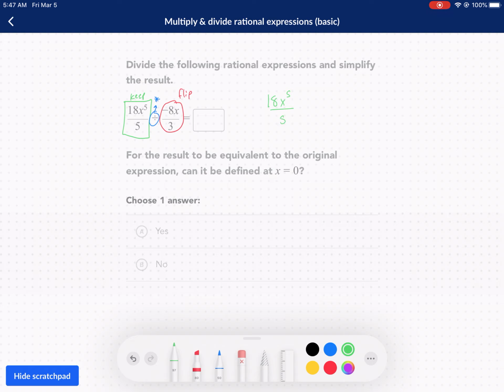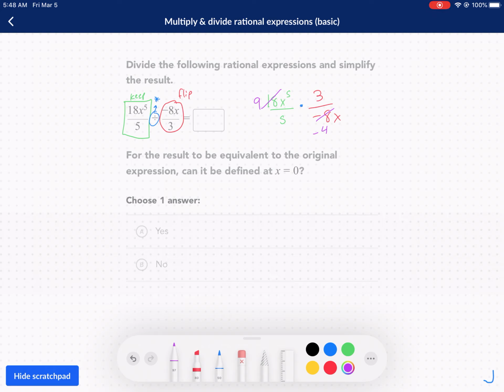18x to the 5th over 5 times, and then we're flipping this. You always want to do this step before trying to cancel, because otherwise you're going to mess up. Now let's go ahead and cancel. I'm going to start with my numbers. The only ones I think I have is this 18 and 8. That can, let's see, 4, nope, 2. 2 is going to be the biggest, so I'm going to divide that by 2. I get 9. I'm going to divide that by 2, and I get negative 4.